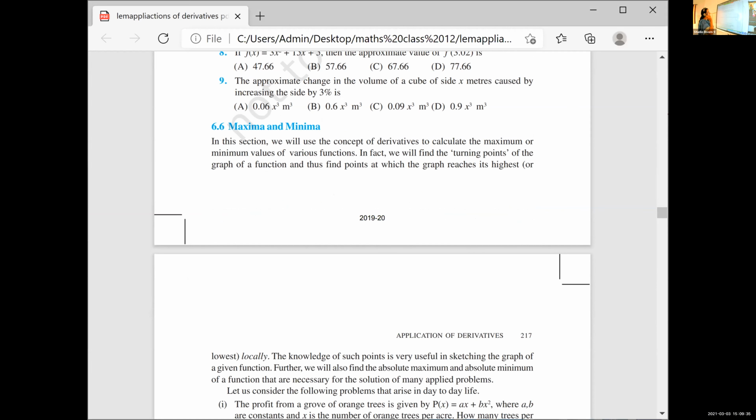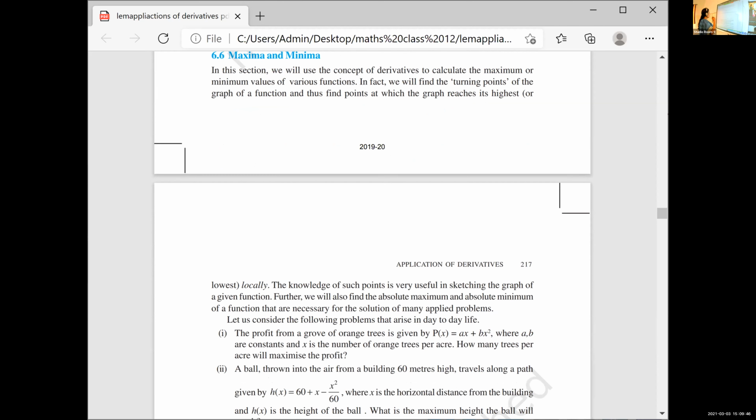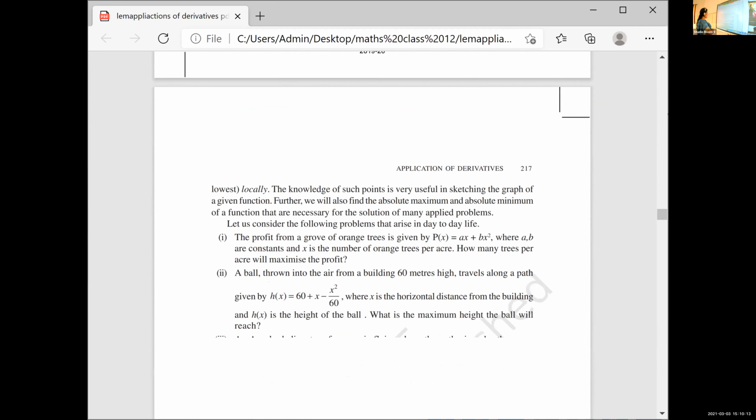In fact, we will find the turning points of the graph of a function and thus find points at which the graph reaches its highest or lowest locally. The knowledge of such points is very useful in sketching the graph of a given function. Suppose we want to draw the graph, if we understand this is the maximum value and this is the minimum value, we can draw the graph easily. Also, we find the absolute maxima and minima of a function that are necessary for the solution of many applied problems.